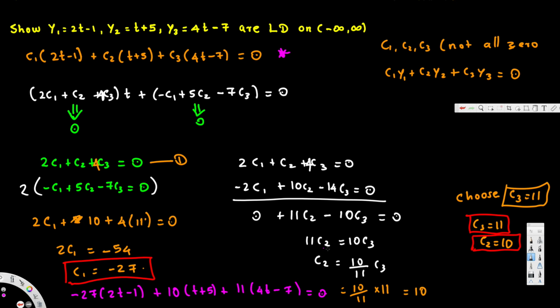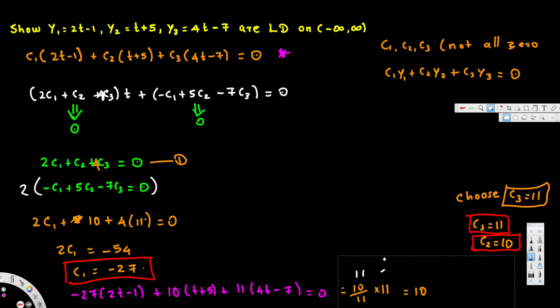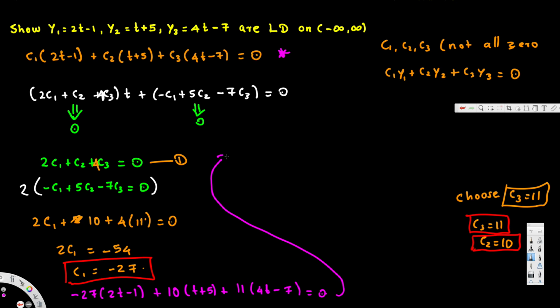Okay, now let's get rid of all these things and then continue right here. If I multiply negative 27 by 2, that's going to be negative 54t. Negative 27 times negative 1, that's going to be plus 27, plus 10t plus 50, plus 44t minus 77 should be equal to 0.